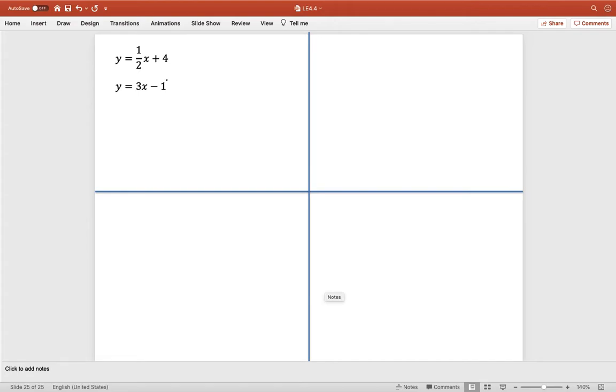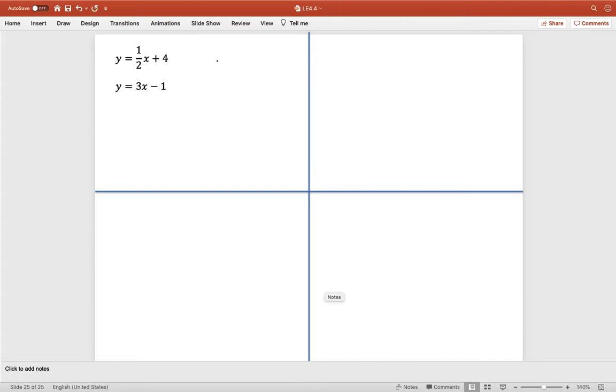So this is a relatively simple one. We have y equals 1/2 x plus 4, and we have y equals 3x minus 1. You'll notice that both expressions are equal to y. Therefore, I can say that 1/2 x plus 4 equals 3x minus 1. Once again, I can do that because they both equal y. Equal sign means they're equivalent.